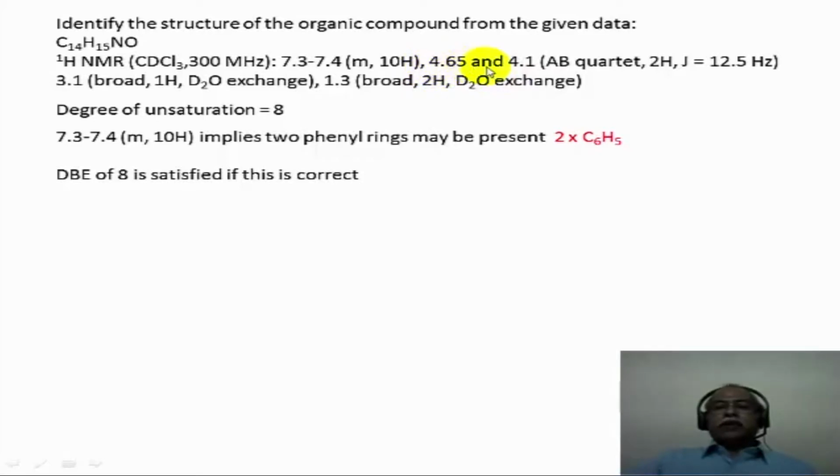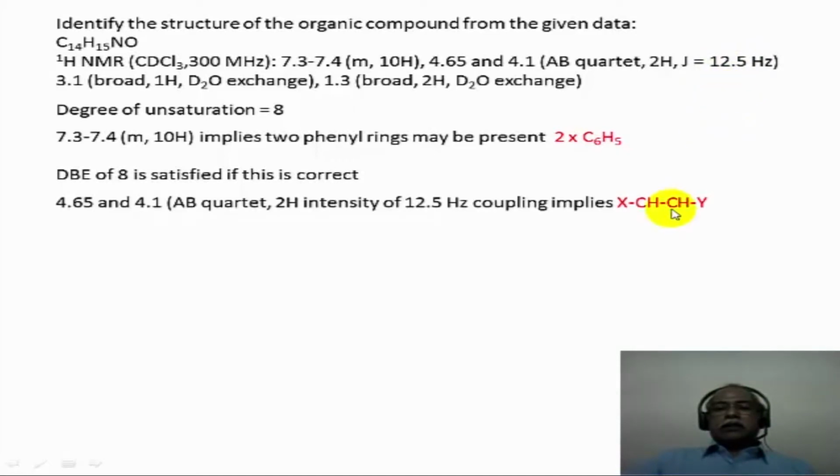Around 4.65 and 4.1, an AB quartet is seen. In other words, this corresponds to the delta value of A, this corresponds to the delta value of B. We have already seen the analysis of AB kind of a spectrum. So this AB quartet has two hydrogens and it has a coupling constant of about 12.5 Hertz or so. This would only be corresponding to a system like this one. This is an AB system, and the 12.5 Hertz is because of the conformational aspect of this molecule. We will come to that a little later.